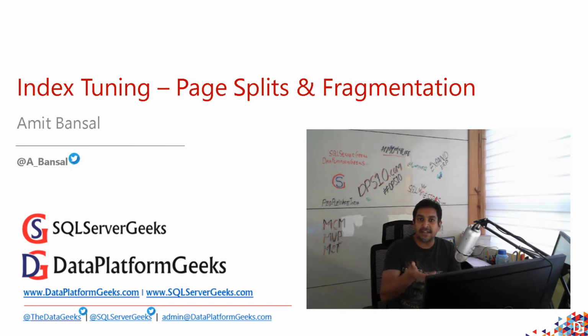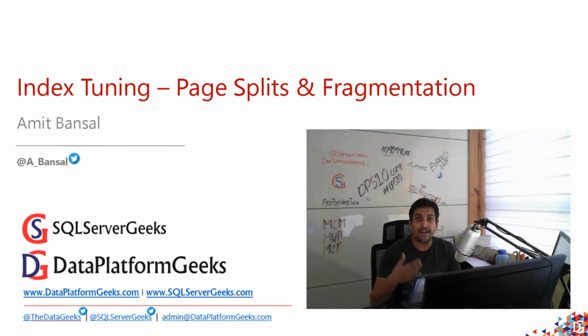Using the popular DMV, sys.dm_db_index_physical_stats, when you look at the statistics, you will see fragmentation percentages like 30%, 60, 80, sometimes even 99% fragmentation, which means the pages are badly ordered or unordered.